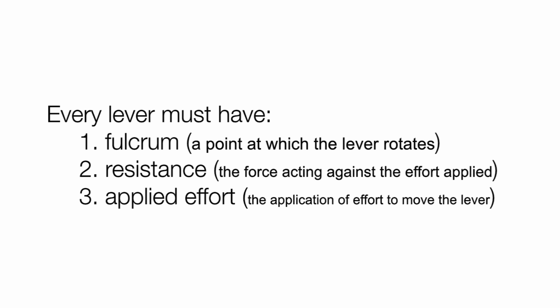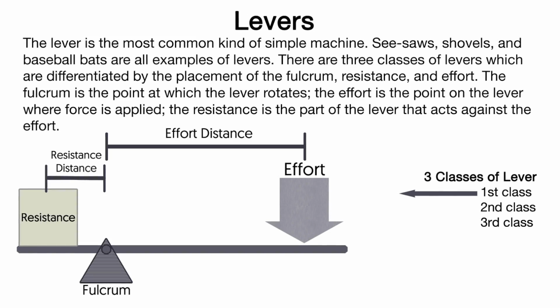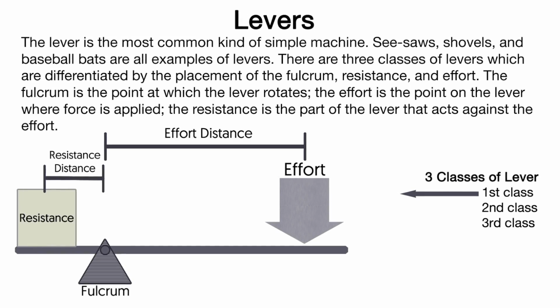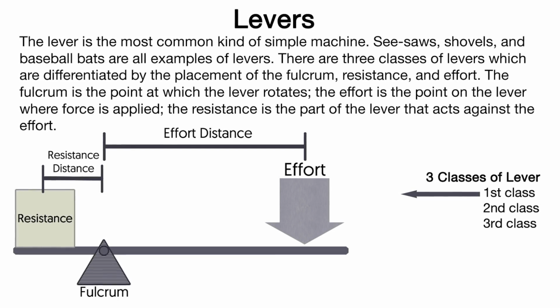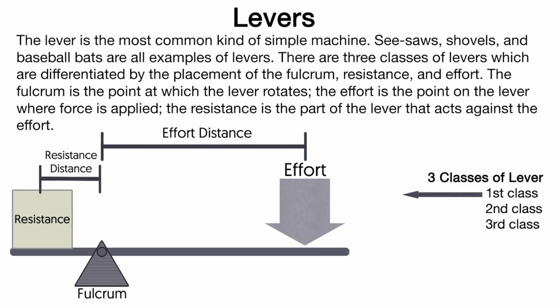There are several components that every lever has, so let's go over and review those. Every lever must have a fulcrum, a point at which the lever rotates, a resistance, the force acting against the effort applied, and obviously the application of effort to move the lever. There are three classes of levers. They are differentiated by the positioning of the fulcrum, resistance, and application of effort.